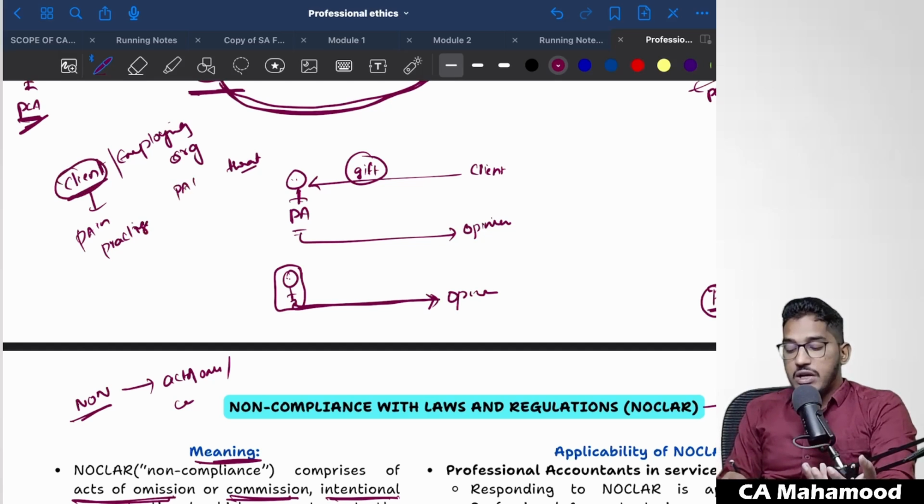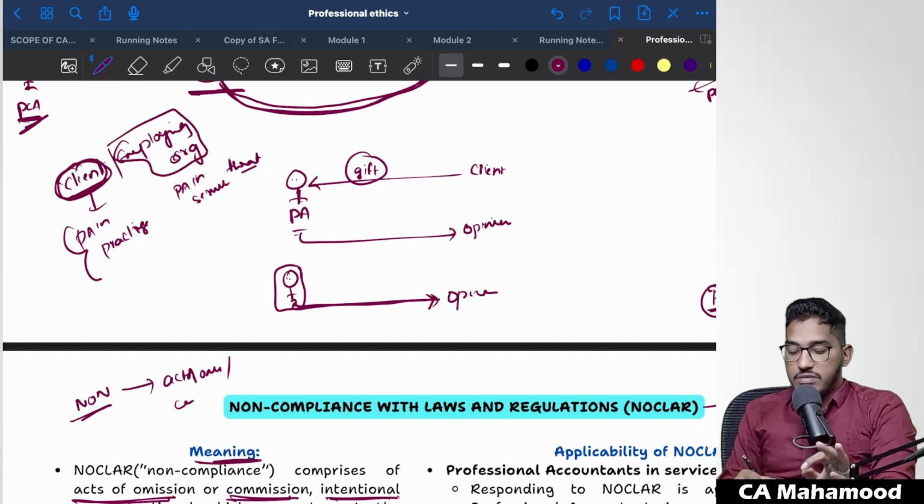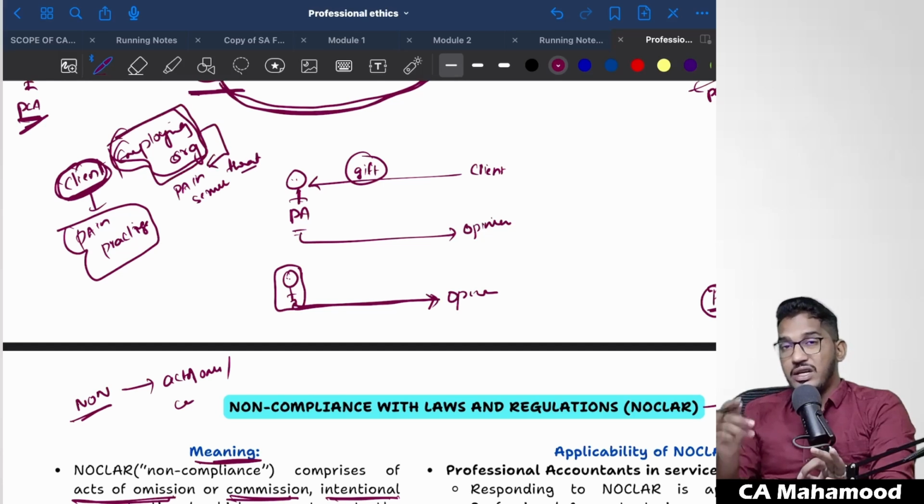If you are a professional accountant in service, if I'm a chartered accountant but I'm working with some company, that company will become your employing organization. So when they use the term client, they are talking in terms of professional accountant in practice. When they use the term employing organization, they are talking in terms of professional accountant in service. Hope you are able to get it.